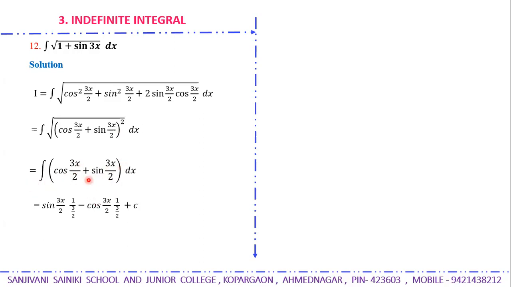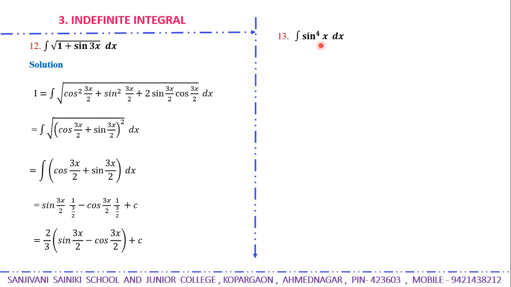Take the integration: sin (3x by 2) into 1 upon 3 by 2, because the value of a is 3 by 2, and likewise for cos ax. So we divide the integration by 3 by 2. After simplifying, you will get 2 upon 3 (sin 3x by 2 minus cos 3x by 2) plus c.